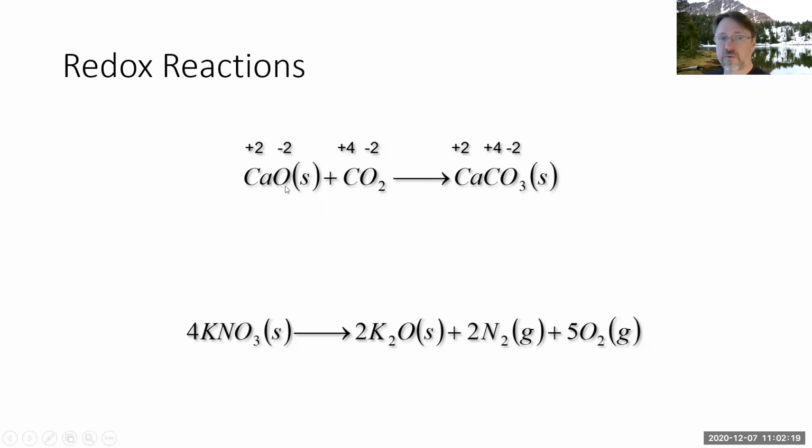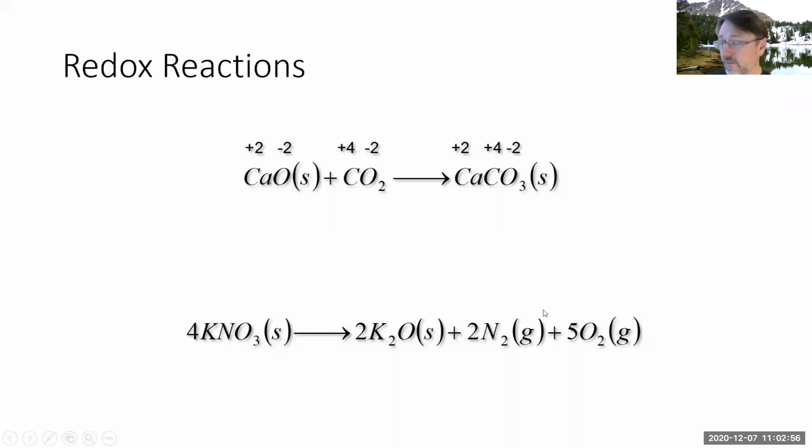All right, so for the first one, the oxygen's a -2, so the calcium has to be a +2. The oxygen's a -2, so the carbon has to be a +4. The oxygen's a -2, the calcium, because it's a group 2 element, has to be a +2, so the carbon has to be a +4. Do any of the oxidation numbers change over the course of this reaction? That's right, they do not. So the top reaction is not a redox reaction.